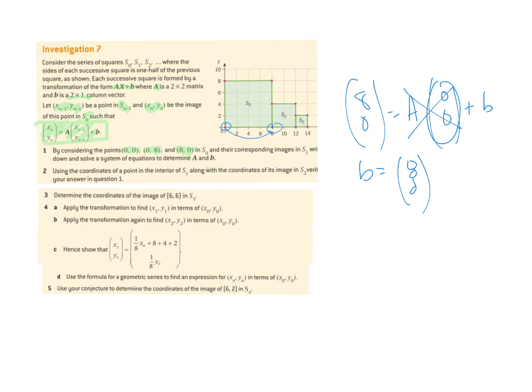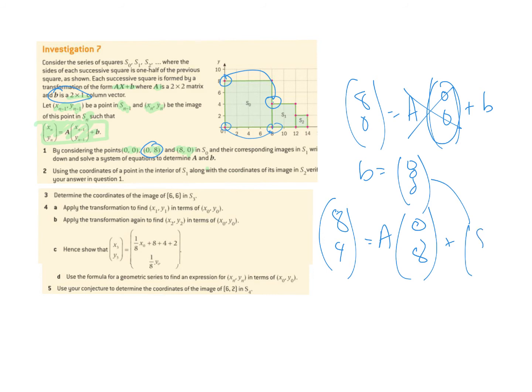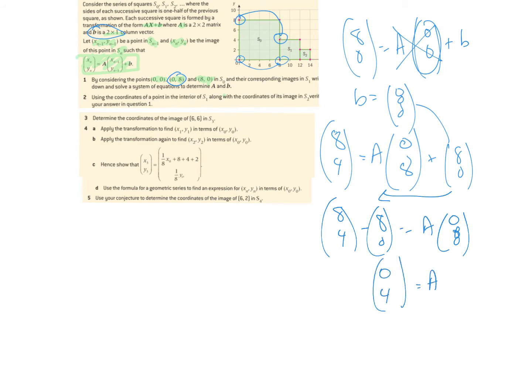It is our column matrix. Using the next point, I go across 0, and I go up 8. This one here goes to 8, 4. So 8, 4 is my image, is going to be my A times 0, 8. 0, 8 goes to 8, 4, plus my B matrix, which is 8, 0. And so now, if I subtract this over, it's 8, 4 minus 8, 0 is equal to A times 0, 8. And so I can say that 8 minus 8 is 0, so 0, 4 is equal to A times 0, 8. And I'm just going to hold on to this for a second.